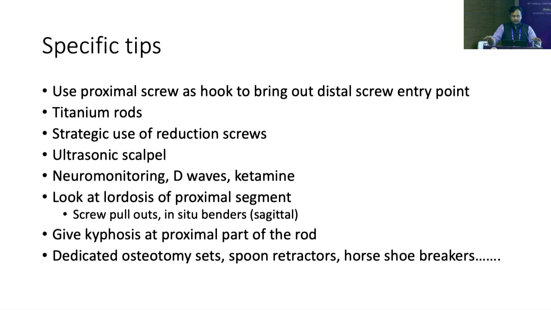Look at the lordosis of the proximal segment. Long-standing deformities have the lordosis in the proximal segment, so screw pullouts are very useful. In such cases, the vertical in-situ benders are very useful. Always give kyphosis as the proximal part of the rod if it is going to the thoracic regions. Dedicated osteotomy sets, spoon retractors, horseshoe breakers, they are a must if you are doing these deformities.